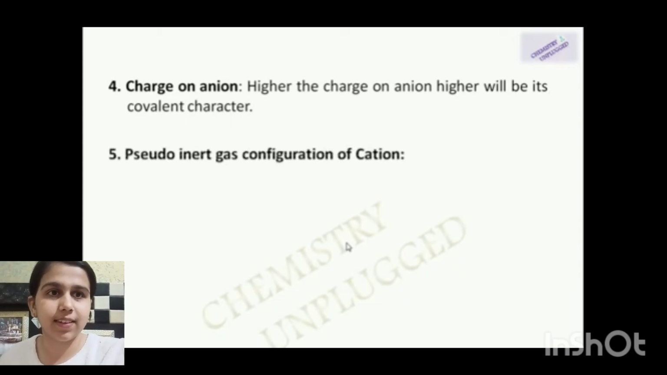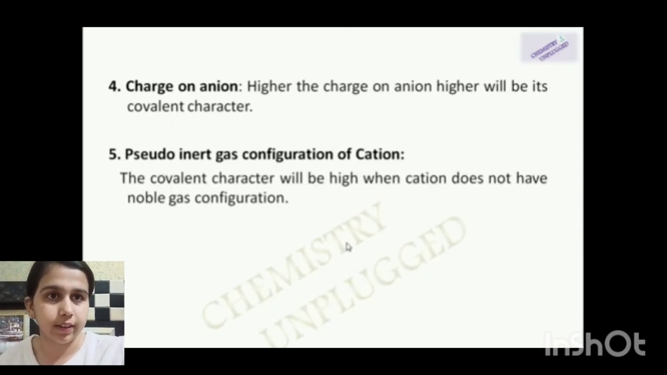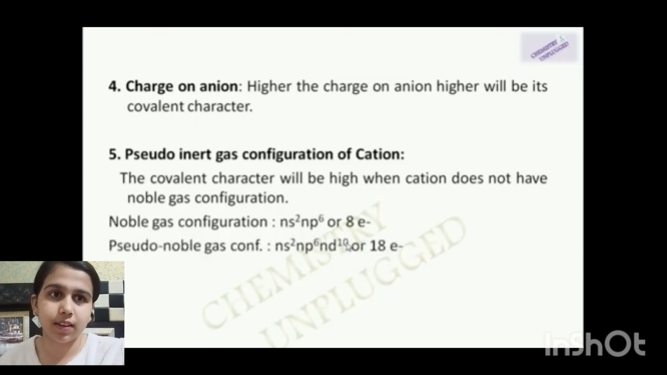Fifth factor is very important and it is pseudo-inert gas configuration of cation. When the cation does not have a noble gas configuration, the covalent character of an ionic bond will be large. So first we will try to know what is noble gas configuration and what is pseudo-noble gas configuration. Noble gas configuration is ns2np6 or 8 electrons in the outermost shell, while pseudo-noble gas configuration is ns2np6nd10 or 18 electrons in the outermost shell. So, how will the noble gas configuration or pseudo-noble gas configuration affect the covalent character of an ionic bond.